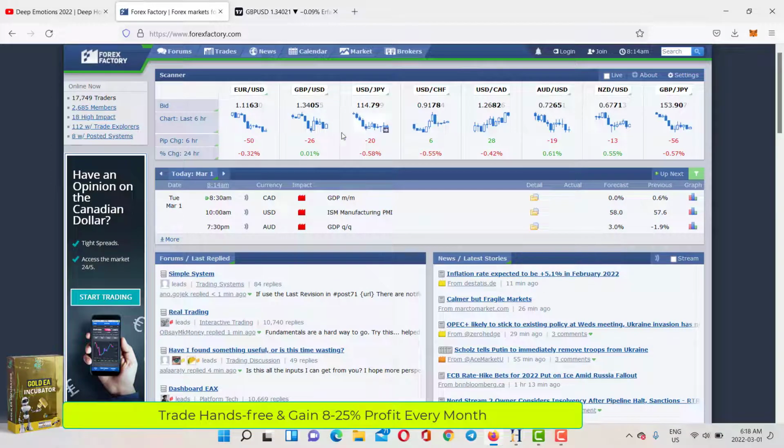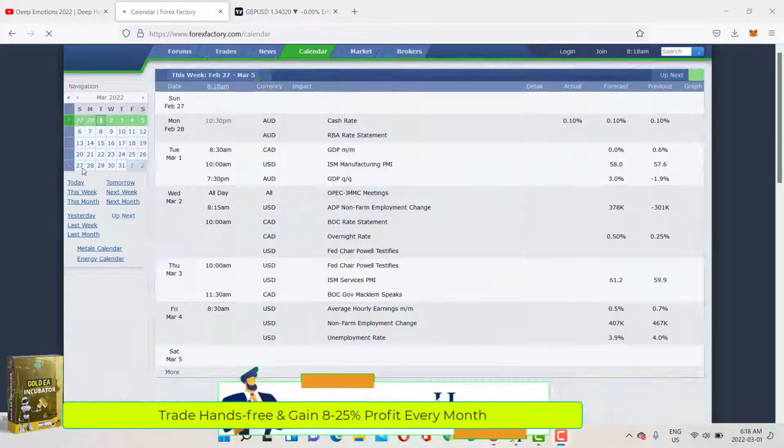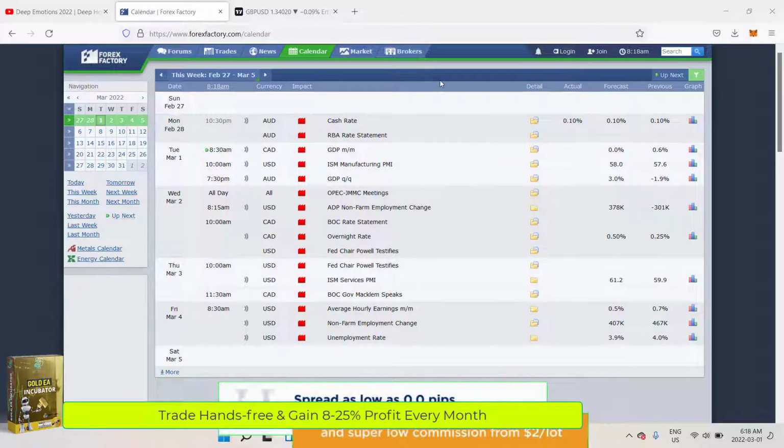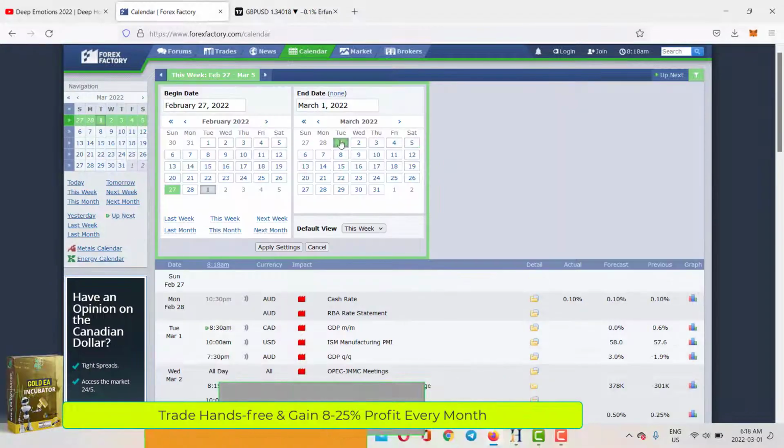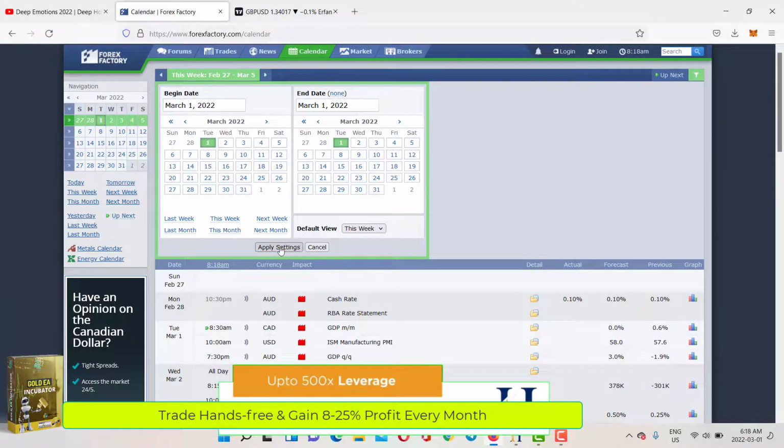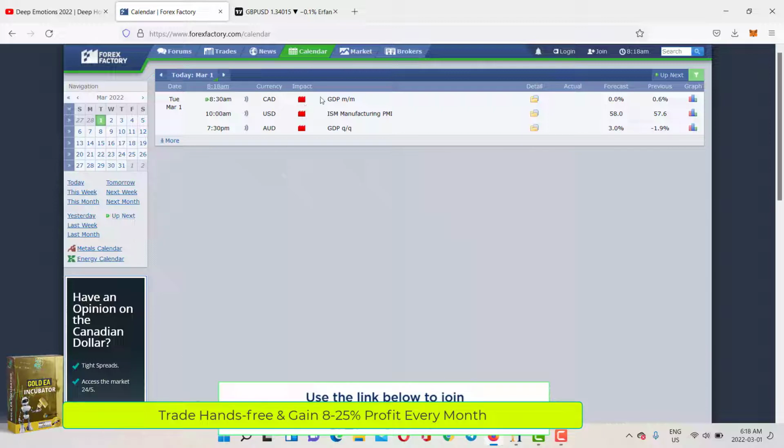So what I'm going to do is go to the calendar to see if there is any news for today, for March 1st. Today is March 1st. Apply setting. So yeah, as you can see, we have a really important news for CAD: GDP at 8:30 a.m., which is almost in 10 minutes.